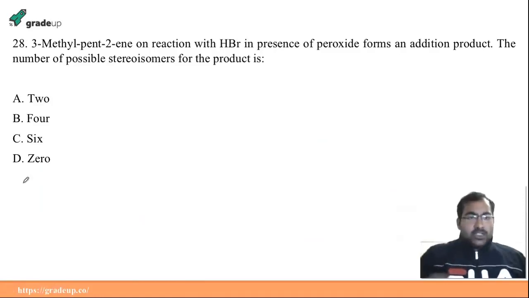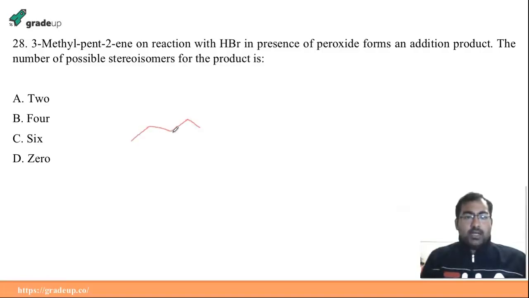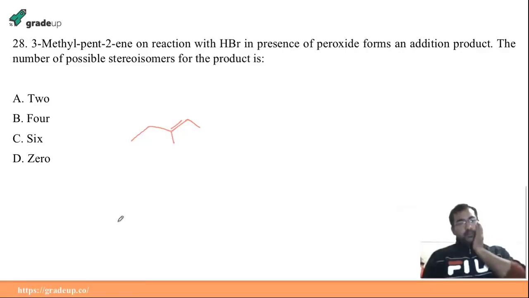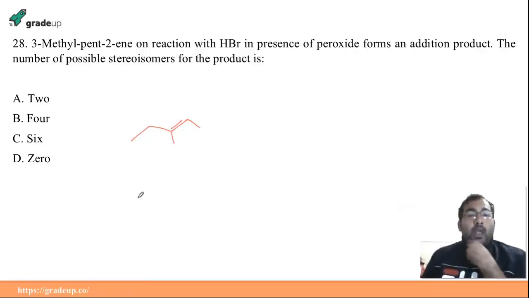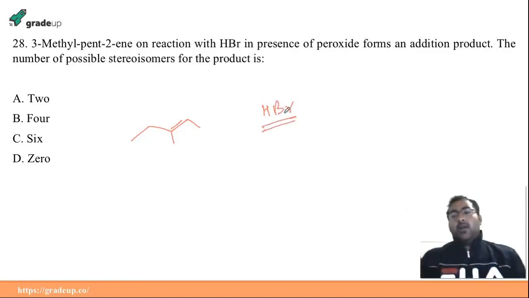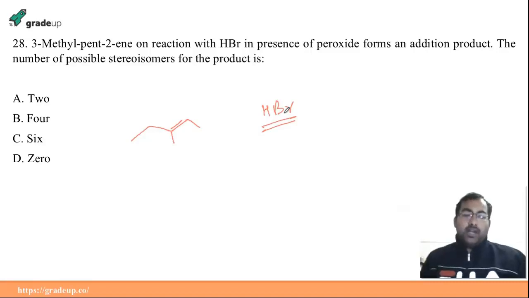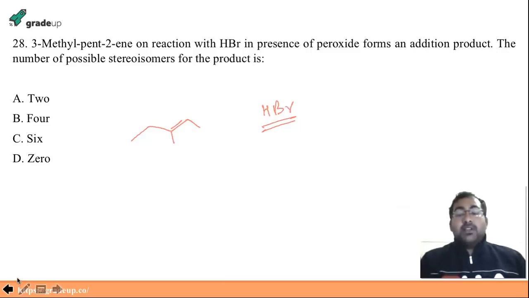So the 28th question, which is 3-methyl-2-pentene. Let me draw something like this. In the third position you have a methyl, and 2-pentene. So on reaction with HBr in presence of peroxide, you are going to get this anti-Markovnikov addition. So in this case you have 3-methyl-2-pentene, and you are going to get your anti-Markovnikov kind of addition, because it's in the presence of peroxide.